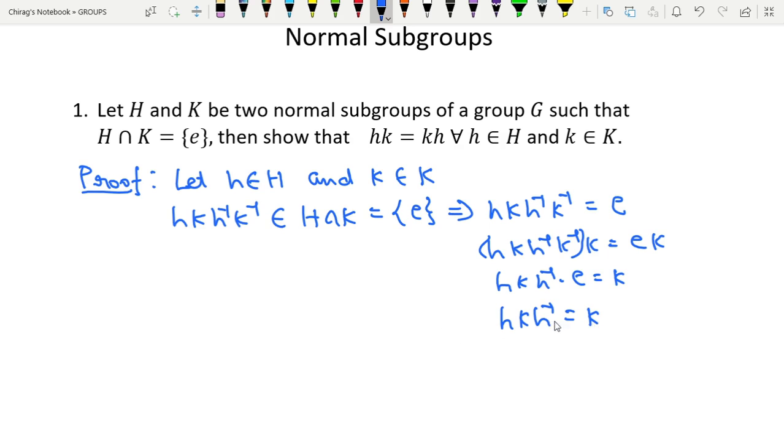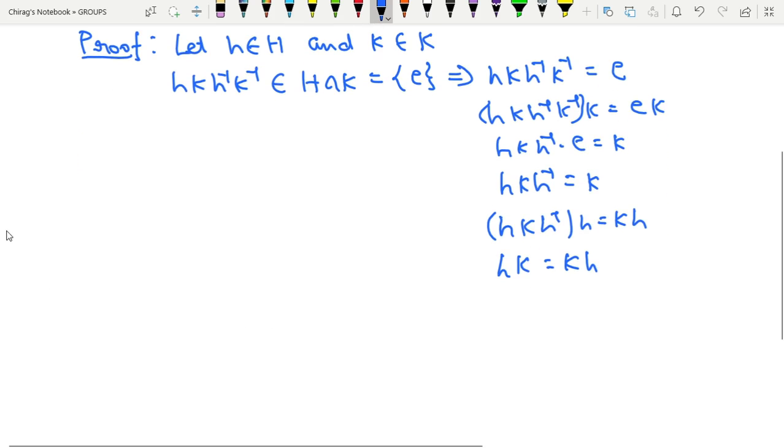Now again multiply by h on both sides on the right hand side. So we have h k h inverse into h equal to k into h. Now h inverse into h is the identity element. So hk is equal to kh. So that's all. So we have to show that h k h inverse k inverse belongs to H intersection K.